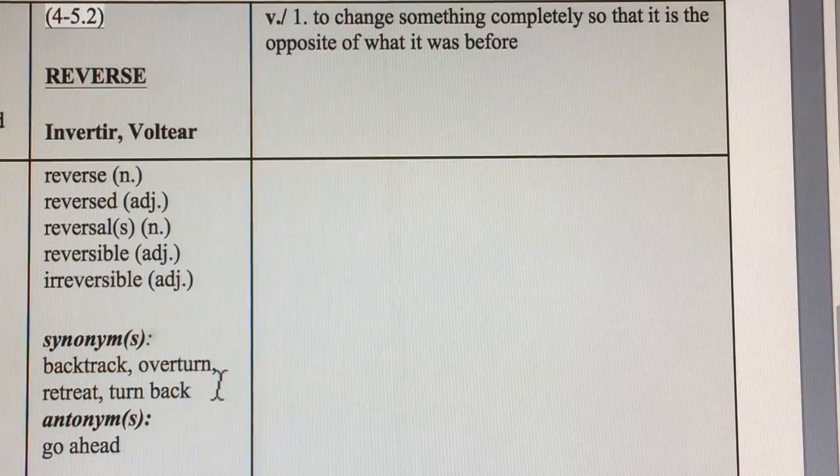Overturn. A good example for this is Supreme Court decisions. Maybe a lower court will make a decision about a court case, and a higher court, like the Supreme Court, could overturn the decision or reverse the decision. Retreat and turn back, as I mentioned already. Retreat is going backwards. This is sometimes used in warfare. You can say the troops are advancing, but if they reverse and go backwards, then they are retreating. They're going back.